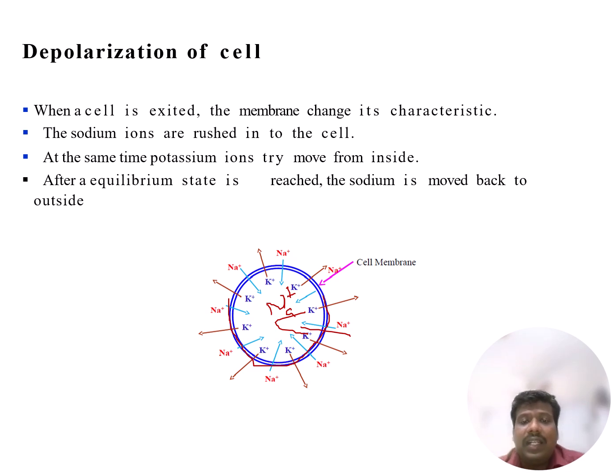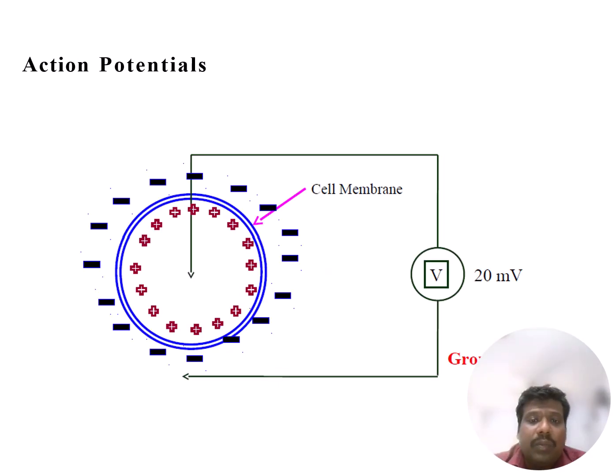Okay, so initially in the resting stage, the cell membrane does not allow the sodium ions from outside to inside. But when the cell is excited, the cell membrane changes its characteristics. At this stage, the sodium ions are moved from outside to inside. So inside will become positively charged. So we measure the potential inside the cell membrane and get positive, or plus 20 millivolt. Okay, this is called action potential.